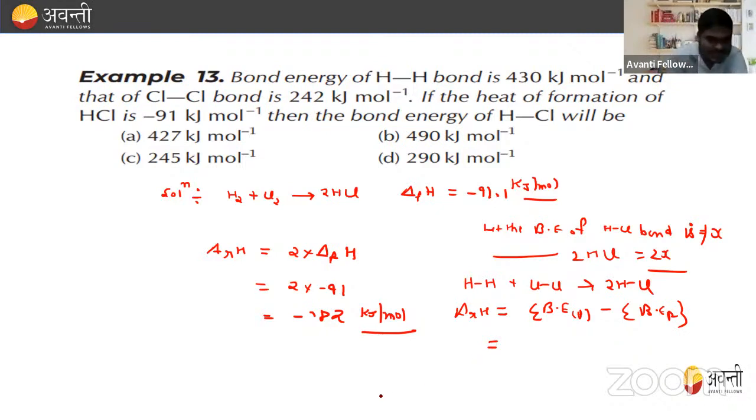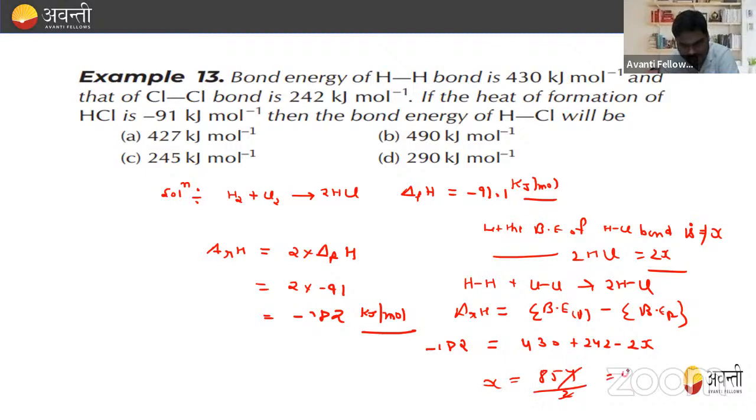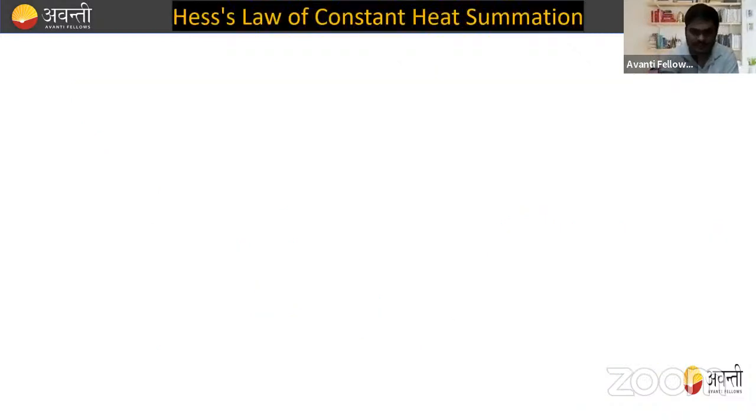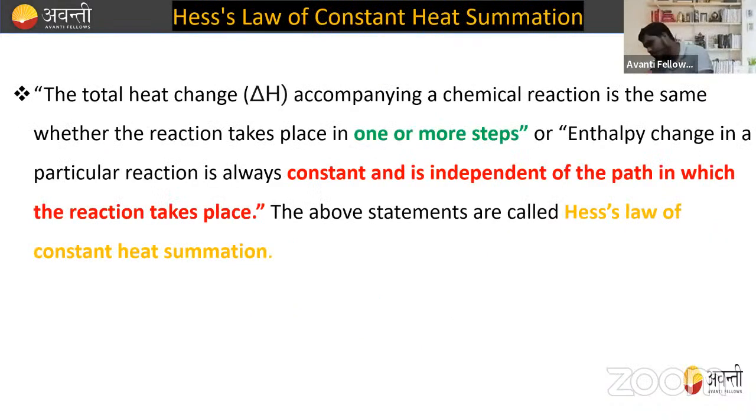Now, the value here is already given: minus 182, and this is 430 plus 242 minus 2X. So what's the value of X here? X comes out to be 854 upon 2, or we say 427 kilojoule per mole, right? So 427. Option A is absolutely correct. Okay. So this one is also very important.